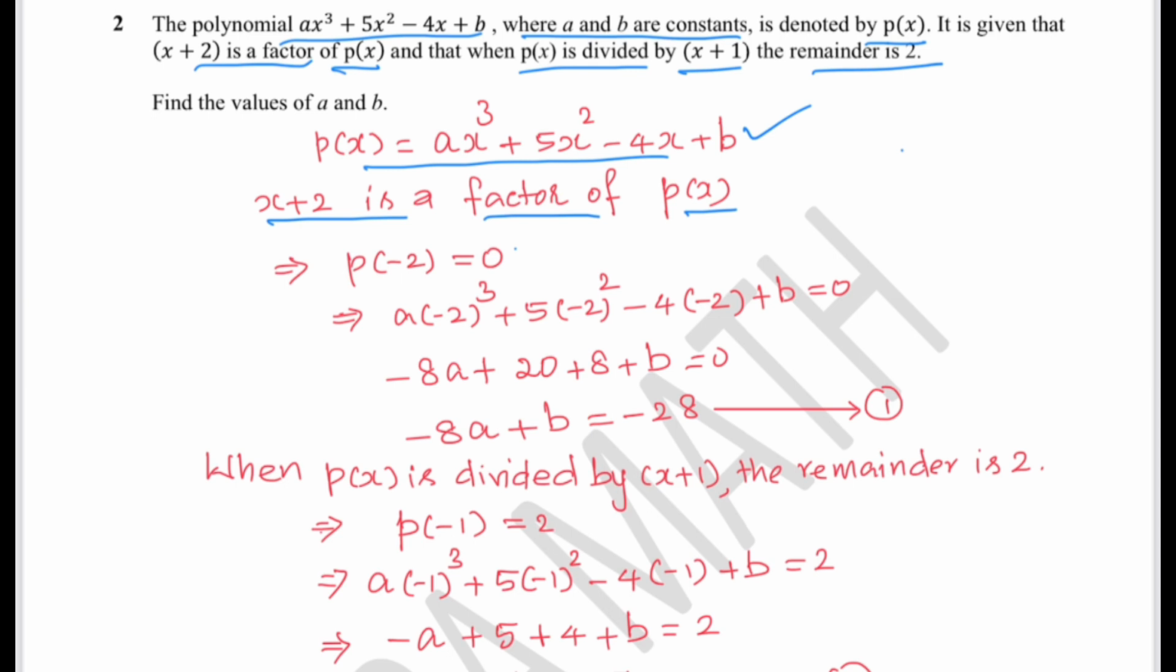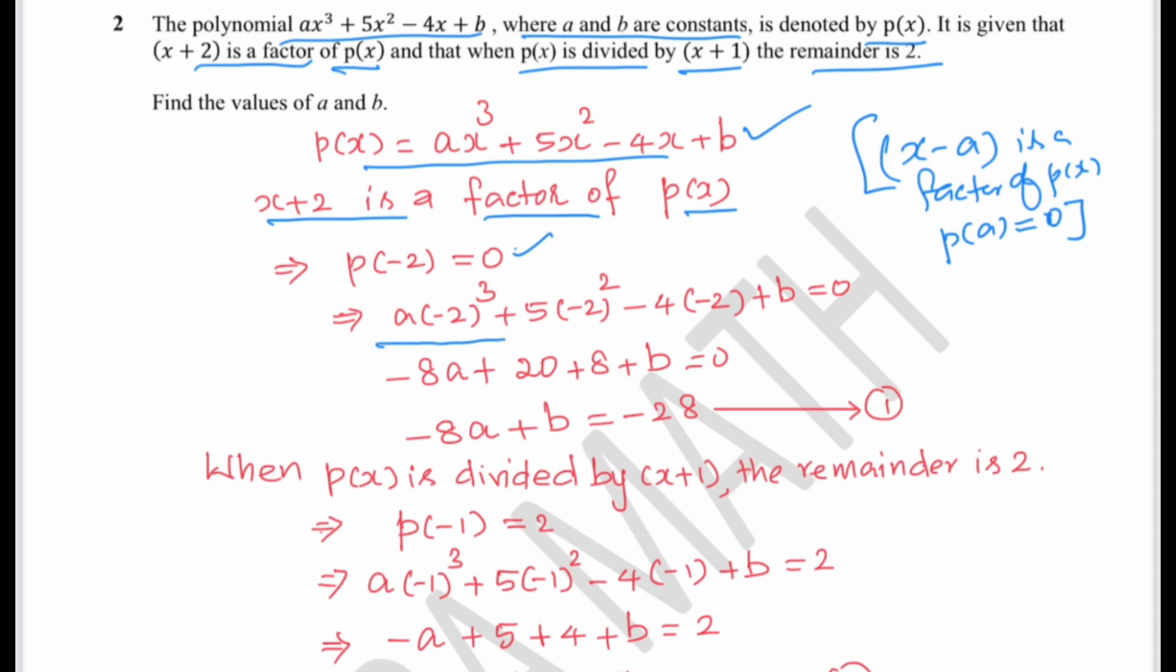That's the factor theorem. If x minus a is a factor of p of x, then p of a equal to 0. So applying that one, you get p of negative 2 equal to 0. So substitute for x is equal to negative 2, you get a times negative 2 cube plus 5 times negative 2 square minus 4 times minus 2 plus b equal to 0. So when you simplify and rearrange the terms, you get a linear equation in a and b, that is negative 8a plus b equal to minus 28. Name this as equation 1.